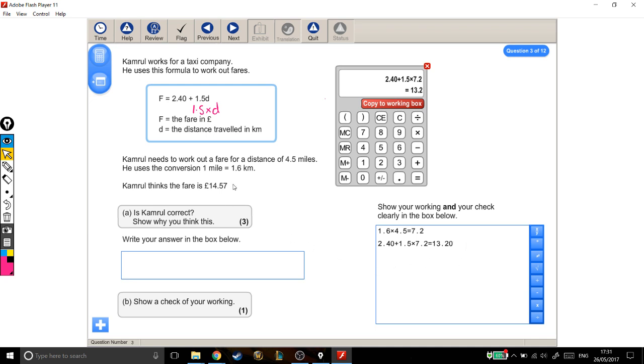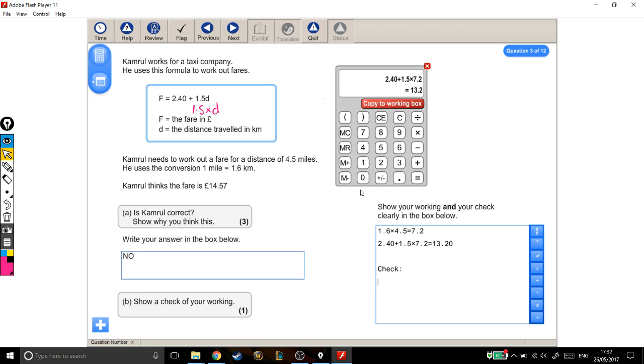Okay, Kamrul thinks the fare is £14.57. Is Kamrul correct? No, he is not correct because we just worked out that it's £13.20. Alright, that's good. Part B, we need to show a check of our working. So I'm going to set this out really clearly, as I like to when we're doing a check. I'm going to write check, just to make it really clear to the examiner that now I'm answering the second part. Now I'm doing the check.